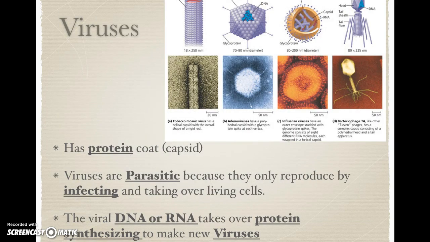Your last thing is a virus. Viruses have a protein capsid, a protein coat. Viruses are parasitic because they only reproduce by infecting and taking over cells. And the viral DNA or RNA takes over the cell's protein synthesis to make new proteins. And that's my last slide.